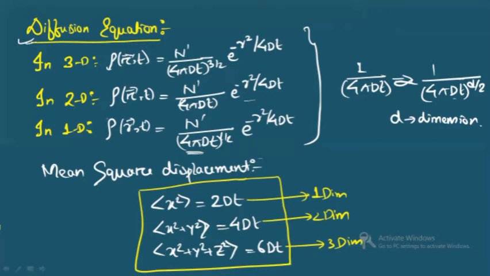Now using this diffusion equation, sometimes you will be asked to find the mean square displacement. So the mean square displacement in 1 dimension is what? 2Dt. In 2 dimension it's 4Dt, and in 3 dimension it is 6Dt. So this is very important. You will get questions in GATE and sometimes in CSIR NET also. So these things I think you need to know so that you can solve the questions.